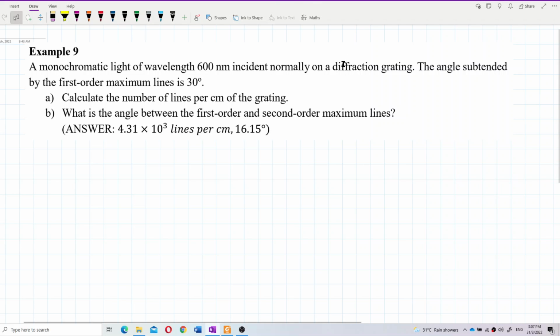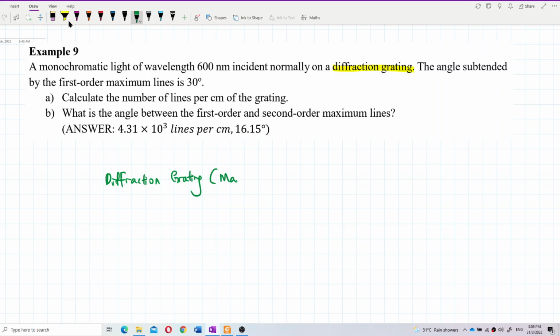So this is about double slit, thin film, single slit, or diffraction grating, many slits. We can see the keyword here: diffraction grating. So this is about many slits. This is the first thing you should identify: is it double slit, single slit, or diffraction grating?